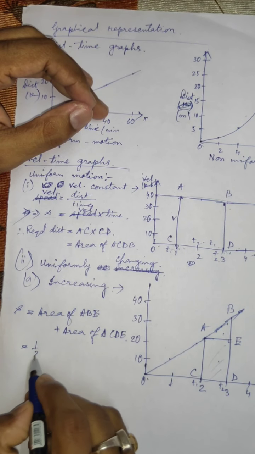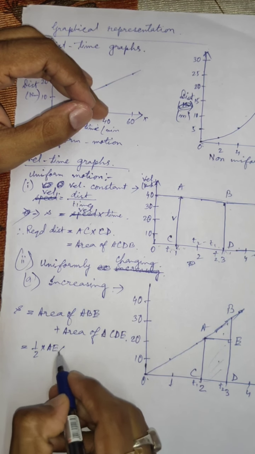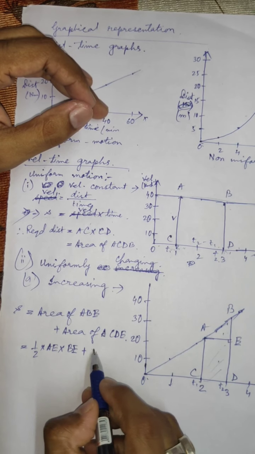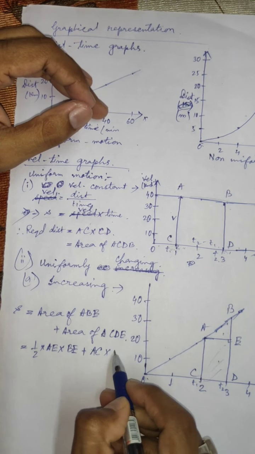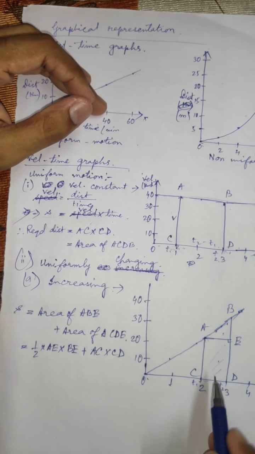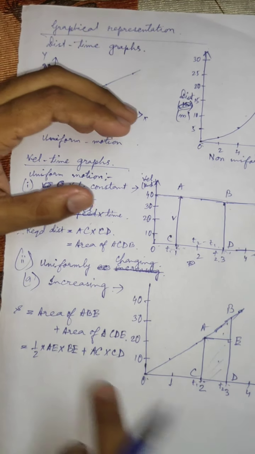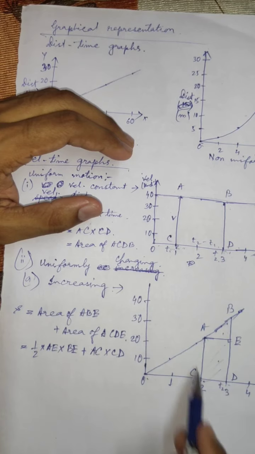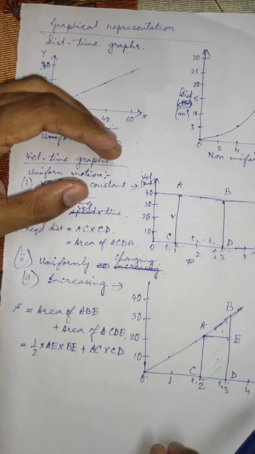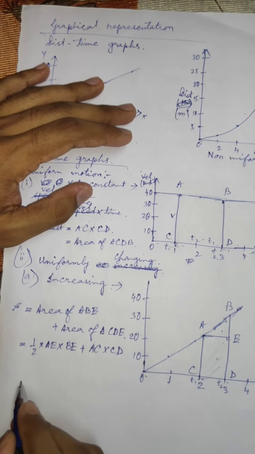So the area of ABE is half into AE into BE, plus AC into CD, because AC, or BD, is the velocity, and CD is the time interval. So velocity into time gives the distance. Geometrically, this represents the area of this rectangle, and this represents the area of the triangle. So this way you can find it. This is the case of increasing.